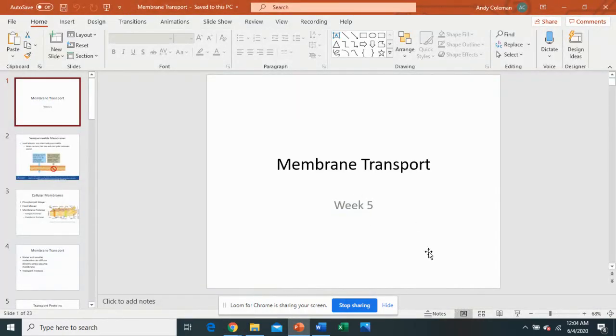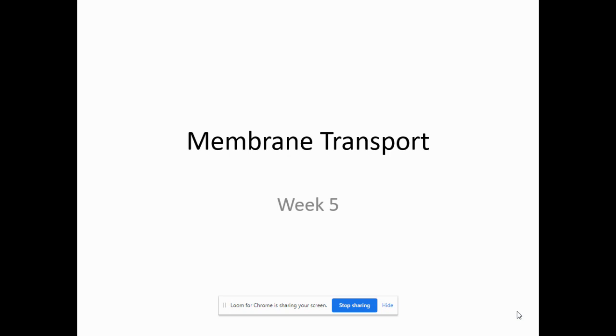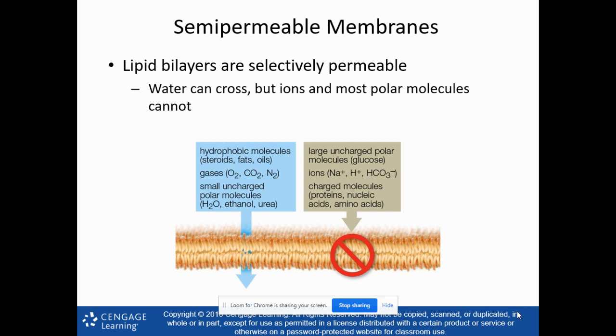All right, so the last lecture I wanted to include this week is talking about membrane transport. Specifically talking about cellular membranes, and then some processes by which things are moved across the membrane, because it's very important for cell maintenance and cell survival that things get moved across the cellular membrane.